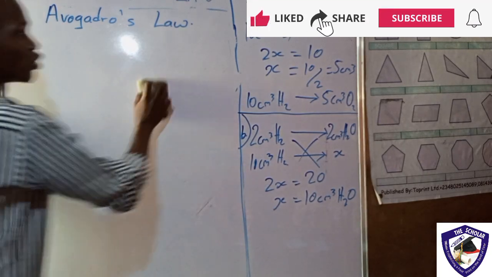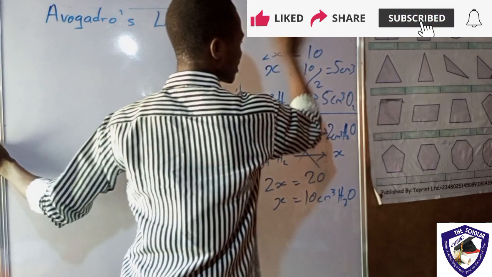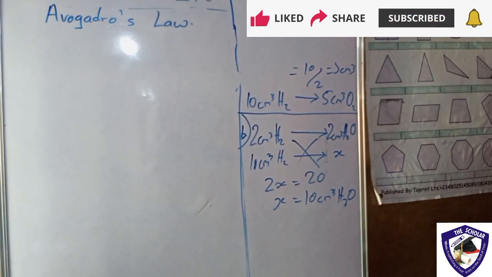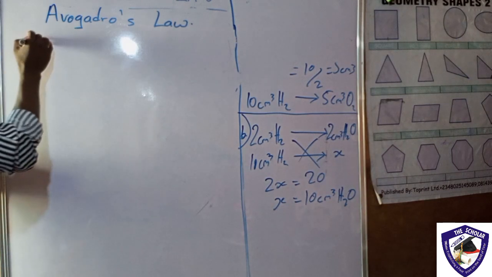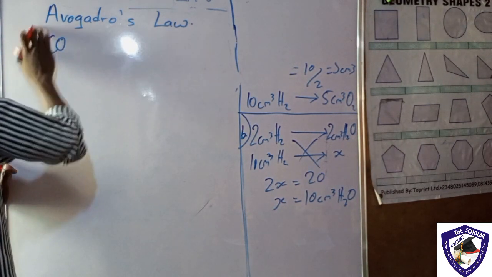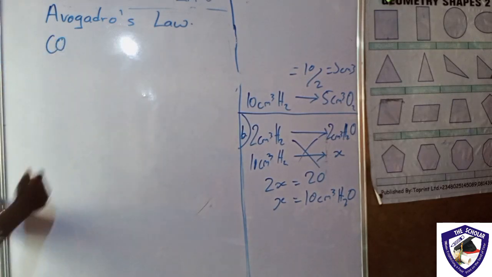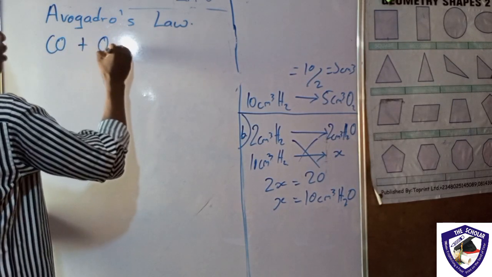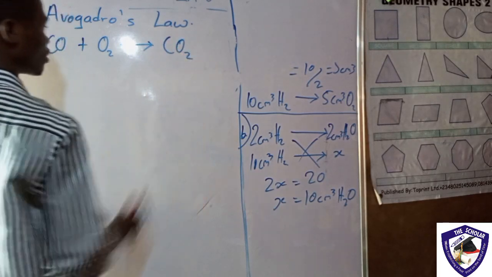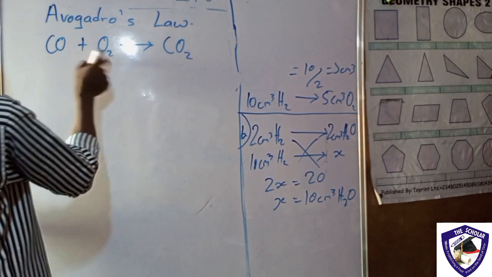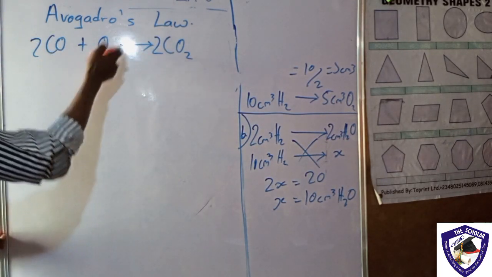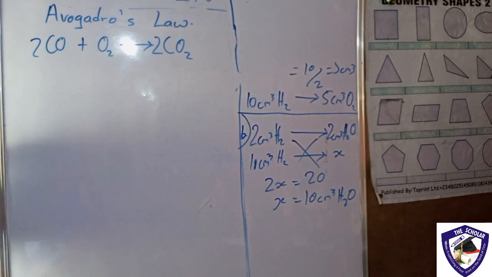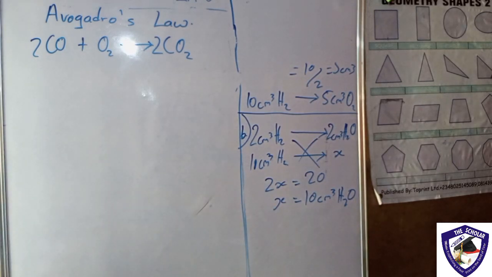When 100 centimeter cube of carbon 2 oxide was burnt in 70 centimeter cube of oxygen. This is the reaction. Carbon 2 oxide, right? Plus oxygen will give us what? CO2. Now let's balance up. We have 3 here. 4. Balance. Are we there?